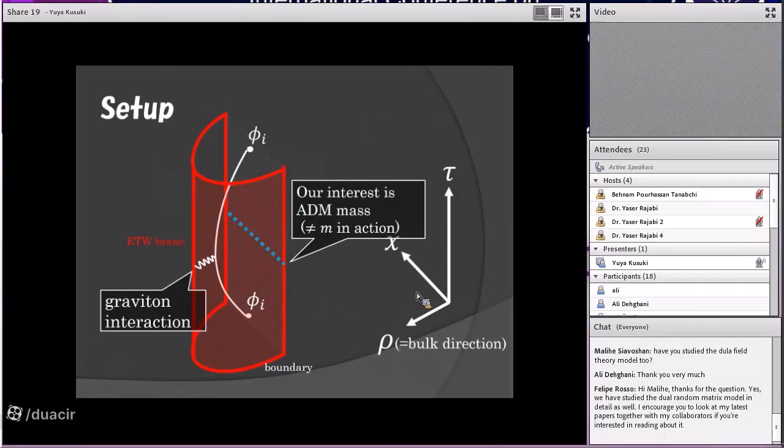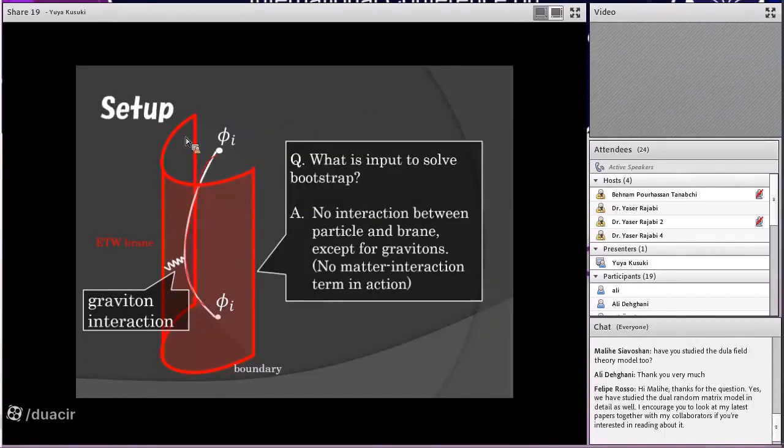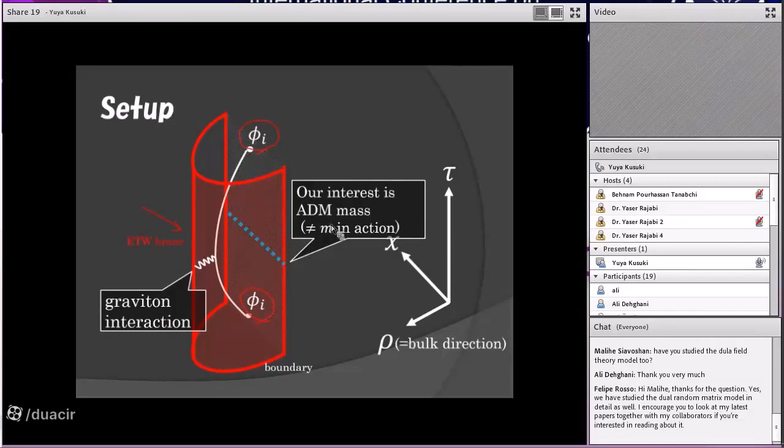Okay, now let's translate our interest into the CFT language. Our interest is the ADM mass of this geometry, and here I'd like to emphasize that this ADM mass is not so trivial, in that it is not given by just the mass of this particle. Here we consider this setup. In that, here we have a particle, and here we also have the end of the world brane. The ADM mass of this geometry is not just given by the mass of this particle. This is because here we have a non-trivial gravitational interaction between this particle and the end of the world brane. This makes the ADM mass a little bit complicated.